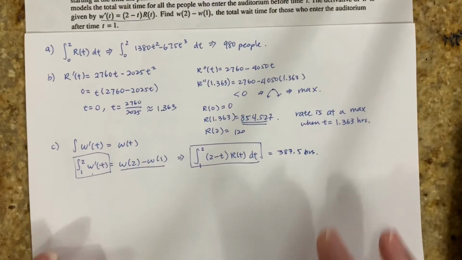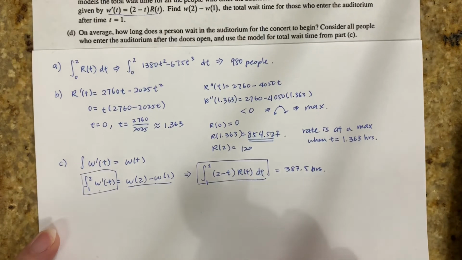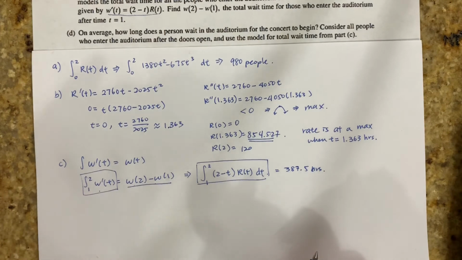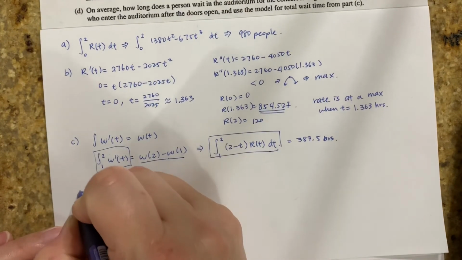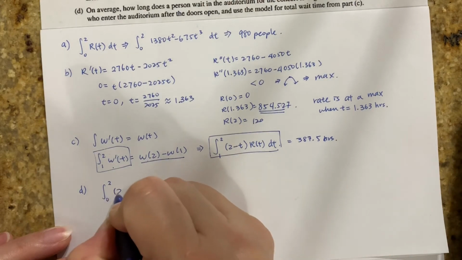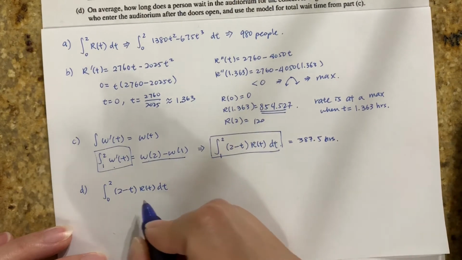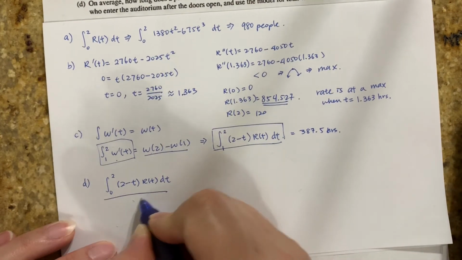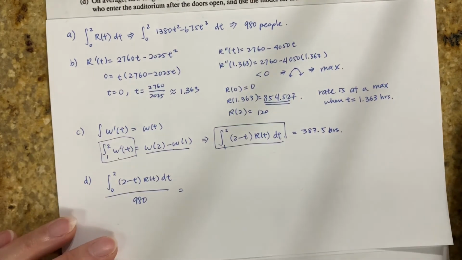All right, last one. On the average, how long does a person wait in the auditorium for the concert to begin? Consider all people now. Before, we only considered people who were waiting from the first hour to the second hour. Now we're going to start at 0 hour. Use the model for total wait time from part C. So now we want from 0 to 2 of 2 minus t r of t dt. And then when I find that, I need to find the average, so I take this and divide it by the 980 people. That way I know how much time each person waited.